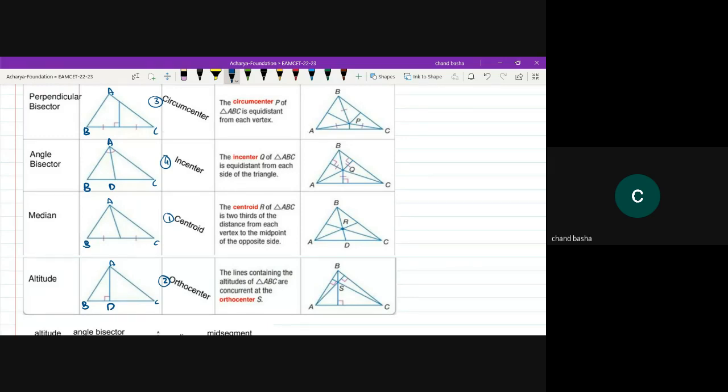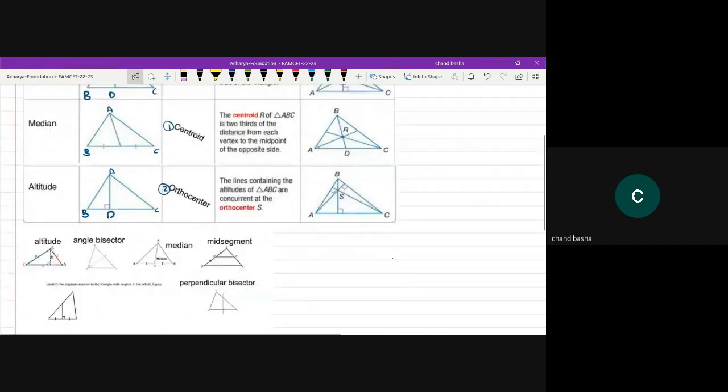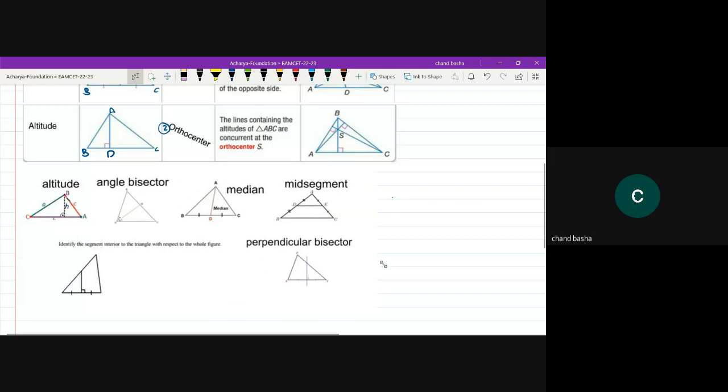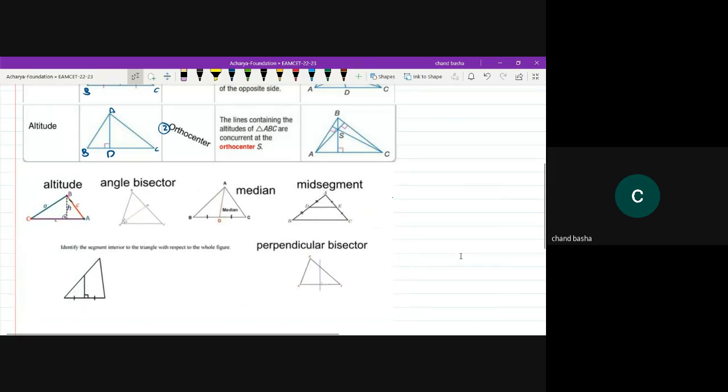Clear? These are the 4 points I want to discuss today, and the corresponding properties are also there. Most of you are aware of the properties of the centroid, orthocenter, circumcenter, and even the relation between these centers also. So as I said, first we need to discuss their definitions. What are the definitions of median, next altitude, next perpendicular bisector and angle bisector? I'll try to discuss one by one.